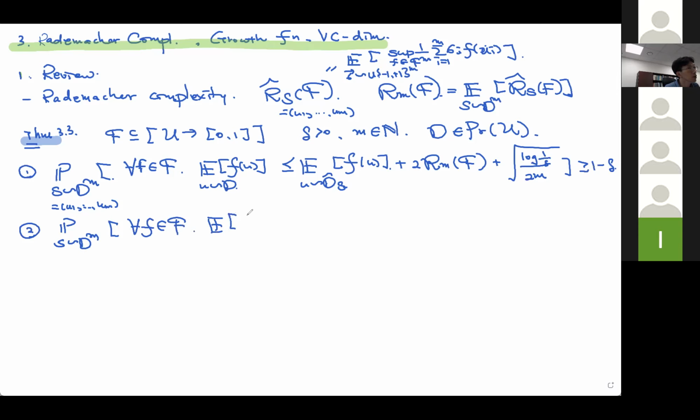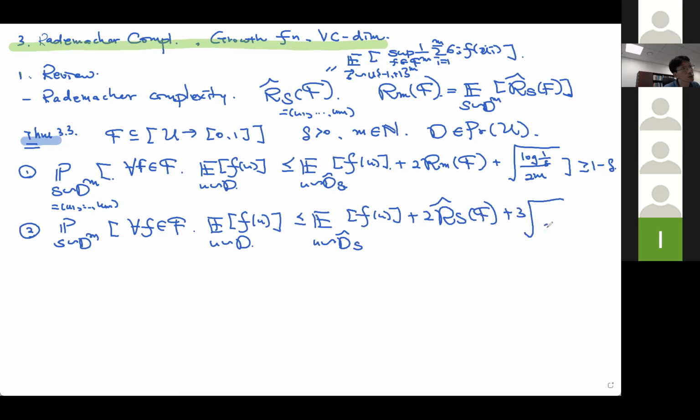But with something where the right-hand side of this inequality has a quantity that we can actually measure in most cases. So I'm going to explain why the one below is actually useful. We have here the empirical Rademacher complexity of F, and then 3 times the square root of log 2 over delta divided by 2m, with probability 1 minus delta.